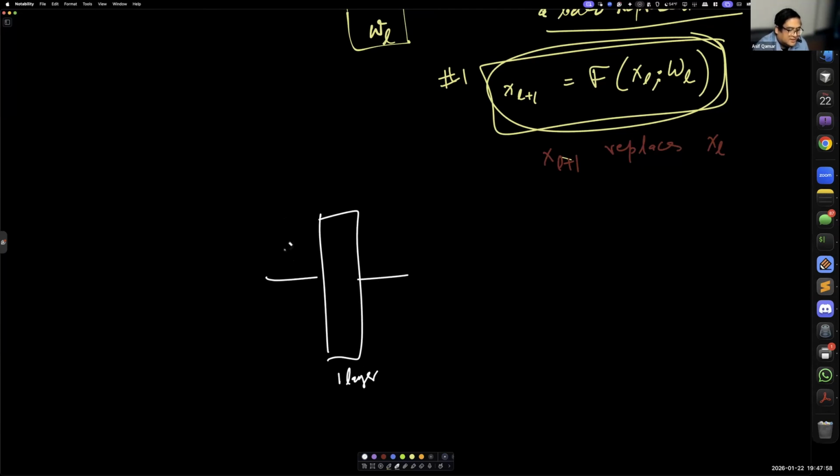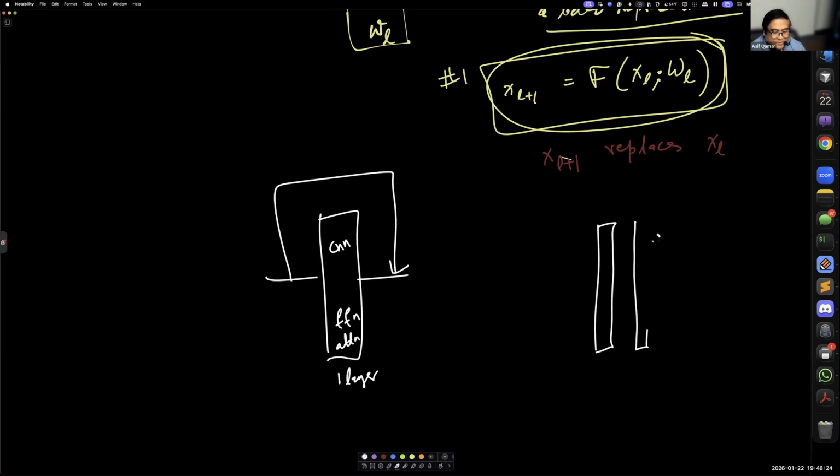You can do a bypass around one layer. Now, this layer could be anything. It could be a feed forward network, it could be an attention network, it could be a convolutional layer. It is your choice what it is. You can do that residual.